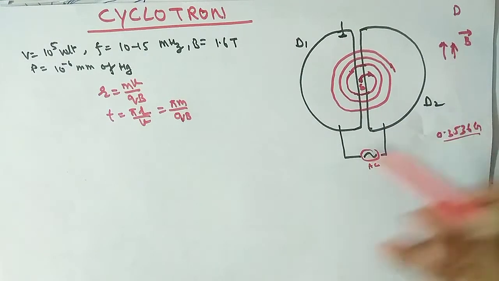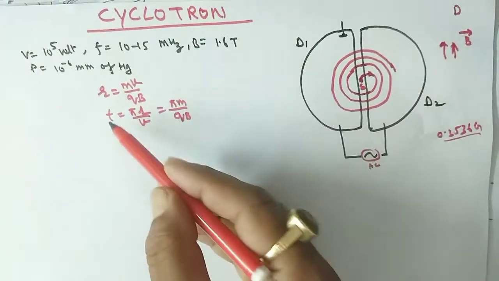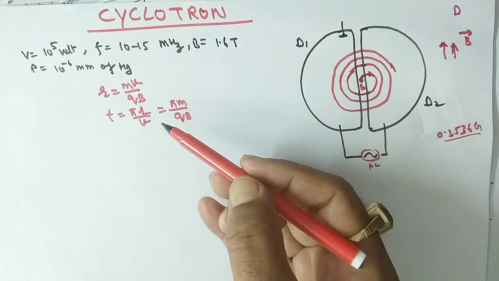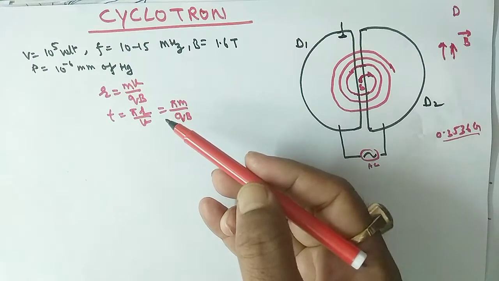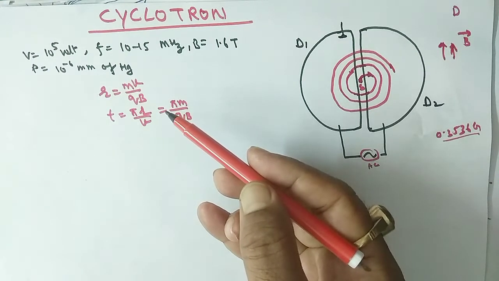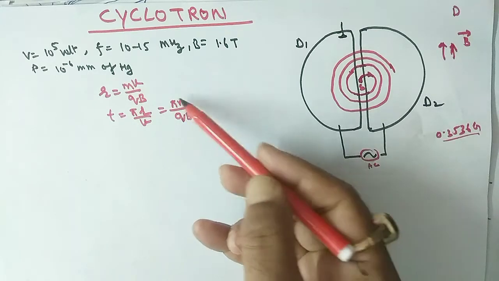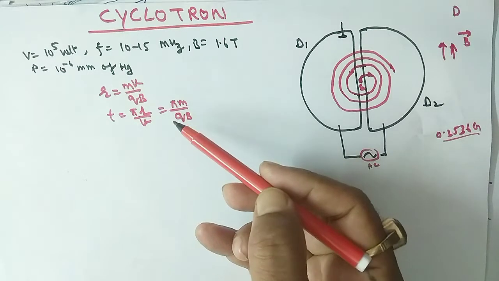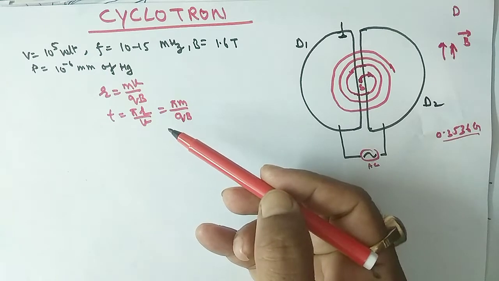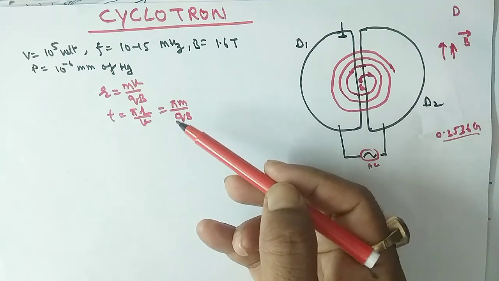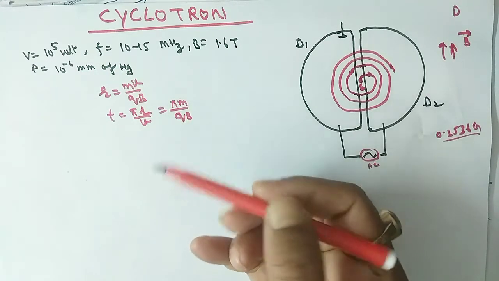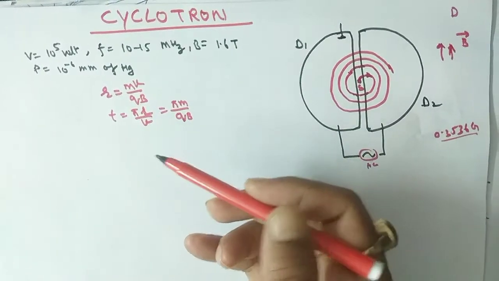Clear? Here you can see that the time period and the frequency also do not depend on the speed of the ion or the radius of the circle. In this formula you can't see the radius and the speed, and the reason is clear, because R and V are self-adjusted.